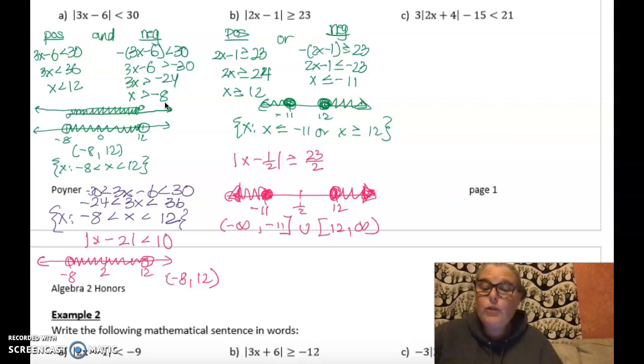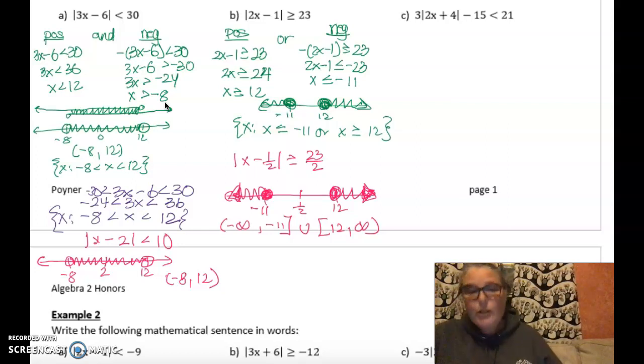And yes, I do expect you to be able to do both versions, both types of notation, interval and set builder. So if you haven't watched that video yet, you need to go back and do that, because my expectations are that you know how to do it.